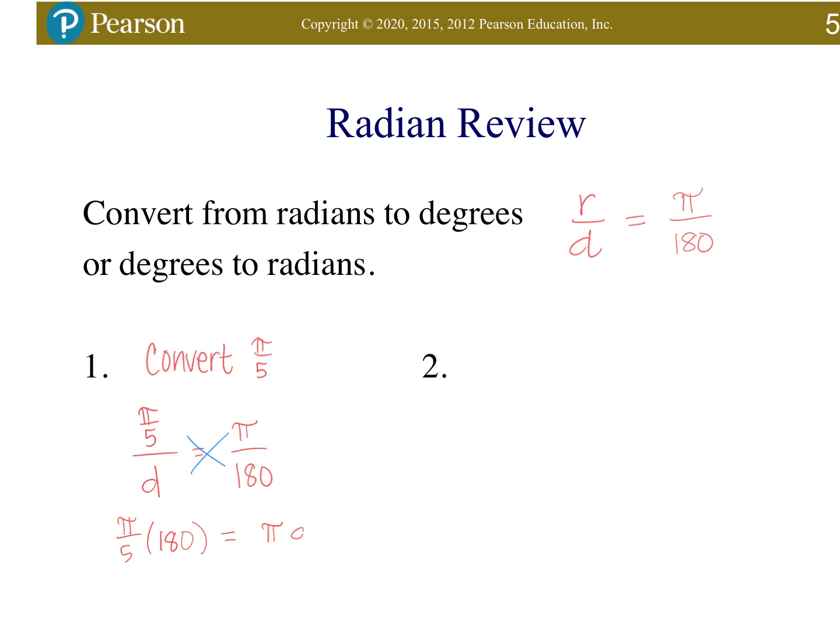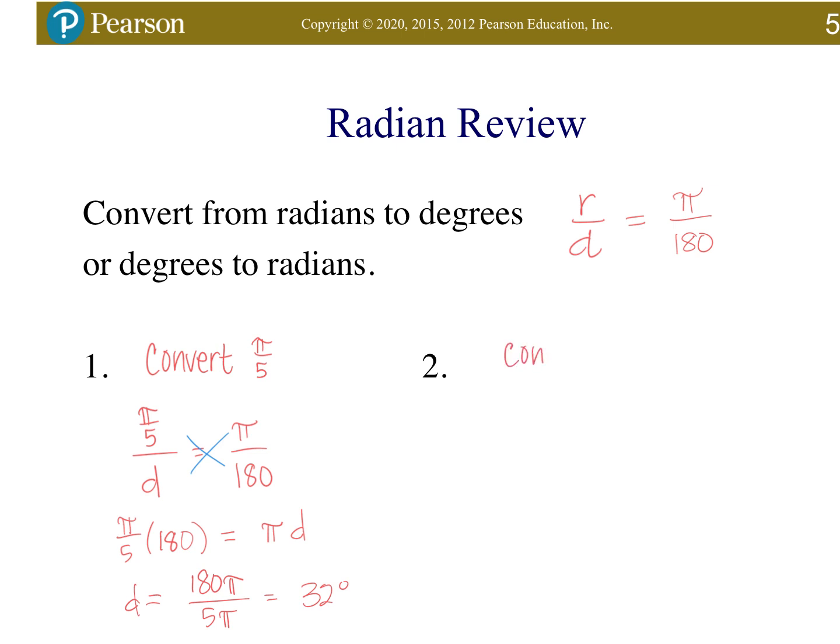And then we divide. So we want to divide by pi on both sides to get d by itself. So I'm going to say that d is equal to 180 pi over 5 pi. Now that can be reduced. The pi's reduce and the 180 with the 5 reduces and we get 32 degrees. Okay, so pi fifths is 32 degrees.